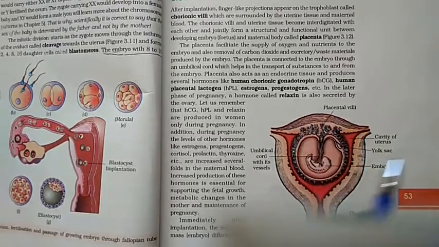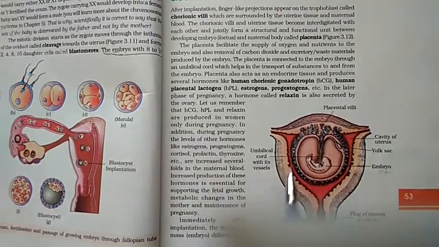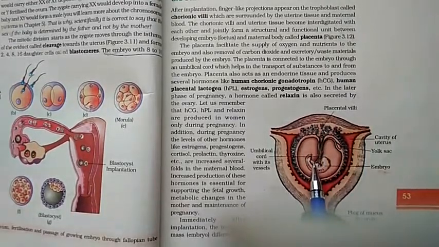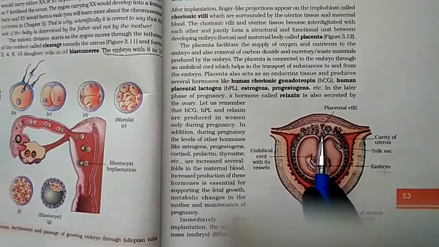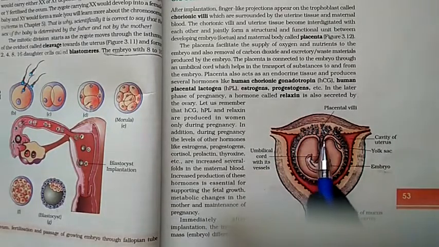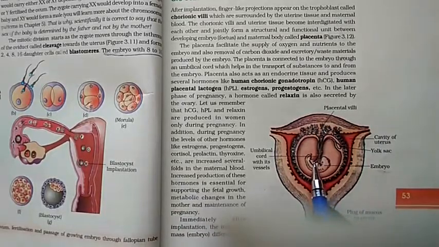And it is connected by what? It is connected by the umbilical cord. Which is the umbilical cord? This is the umbilical cord. The placenta connects to the belly region of the fetus, and the connection we are calling the umbilical cord.